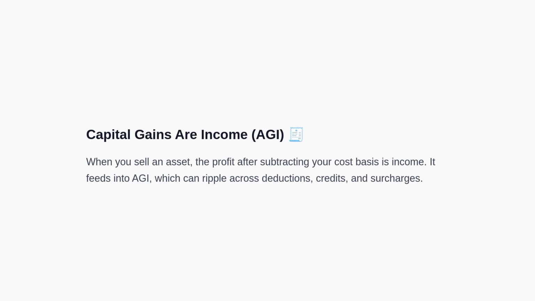To start with fundamentals, when you sell an asset, your gain equals sale proceeds minus your cost basis. That gain is counted as income and included in your adjusted gross income. Because AGI is a key driver for many calculations, a larger AGI can affect your deductions and credits, and can also trigger surcharges such as the net investment income tax. The diagram shows the flow from selling an asset to the gain being included in AGI, and then influencing other parts of the tax return.